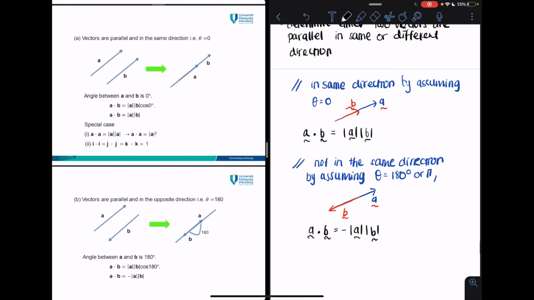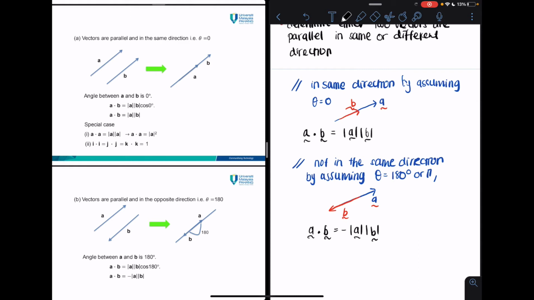For the case of parallel in the same direction, by having that kind of illustration, we can safely assume that our angle theta is equal to 0. By putting theta equal to 0 into the theorem, in order to show that two vectors are parallel in the same direction, you have to show that this expression is true: the dot product between vector A and vector B is equal to the multiplication between the magnitude of vector A and the magnitude of vector B.